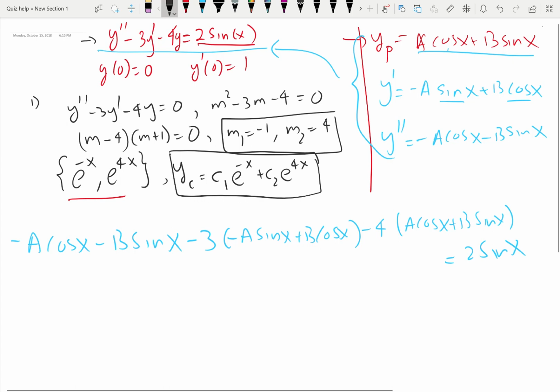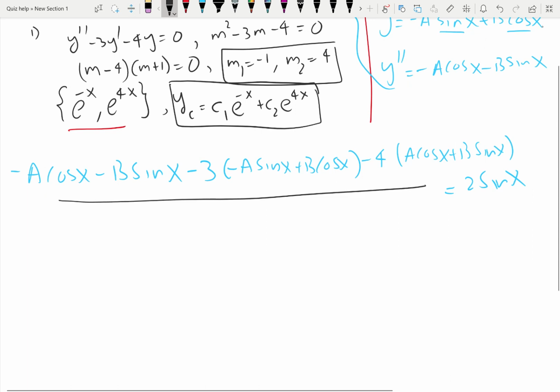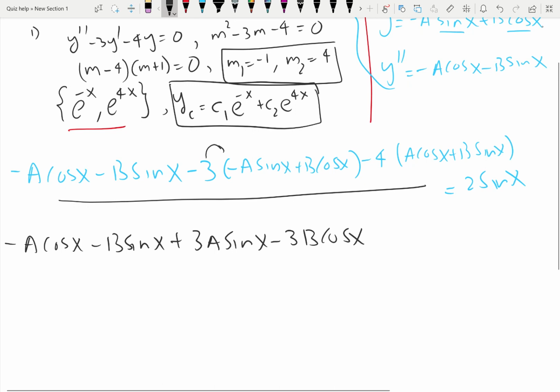Now the next step is to simplify your left hand side. Try to add terms, cancel terms, and regroup the terms. So if you expand all the brackets, negative a cosine x, negative b sine x. Here if you multiply by negative 3, this will be 3a sine x minus 3b cosine x, minus 4a cosine x minus 4b sine x. You have to be very careful here. You can make mistakes when you're simplifying and finding the coefficients. This is a very important step.